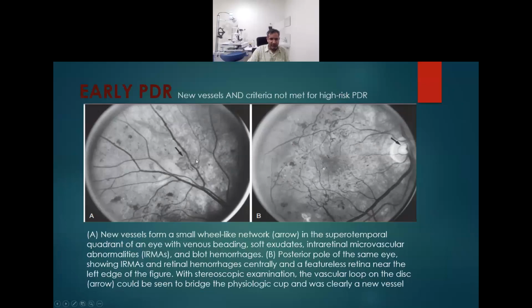Early PDR, we can see the new vessels like this, like a cartwheel or a bunch type appearance, grape-like appearance.